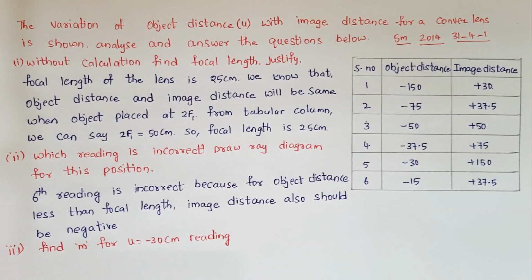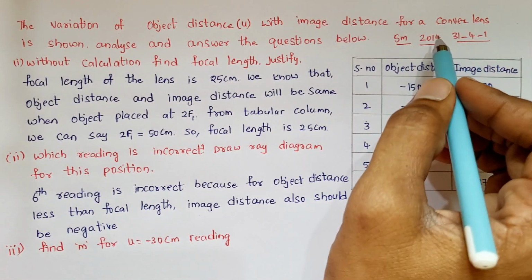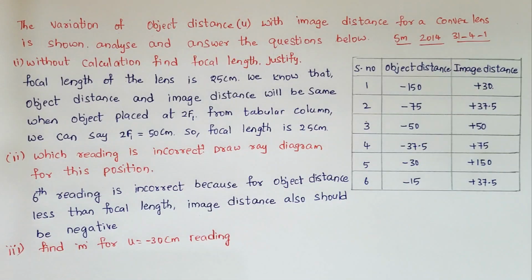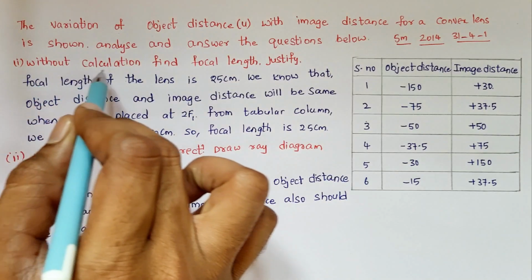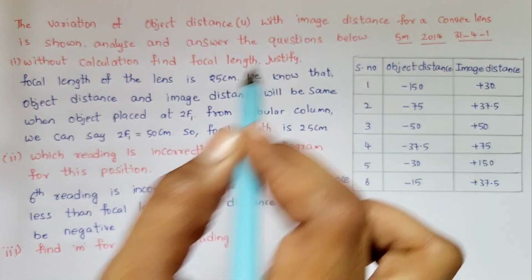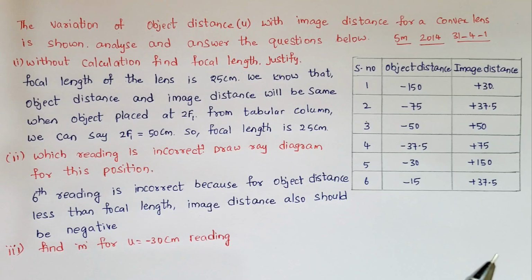So today I brought you one more question that was asked in a previous year board examination, asked for 5 marks in the year 2014, question paper set number 31/4/1, a data based question. The question goes like this: they have given a set of values that are recorded for a convex lens. The first question here is, without calculation, find the focal length of the lens and justify. We should not calculate anything. By looking at the values itself, we have to say what is the focal length of the convex lens.